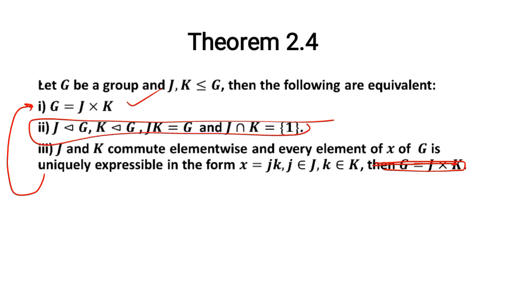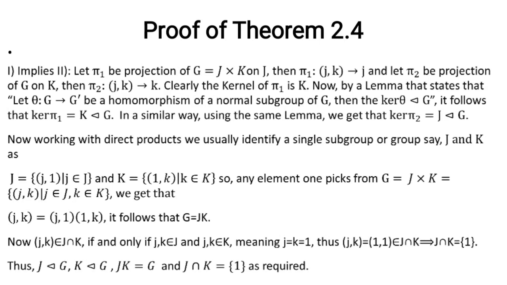We want to show that J is normal, K is normal, the product JK will give us G, and the intersection of J and K will be the identity. So let's go on. Okay, so we want to show that 1 implies 2.